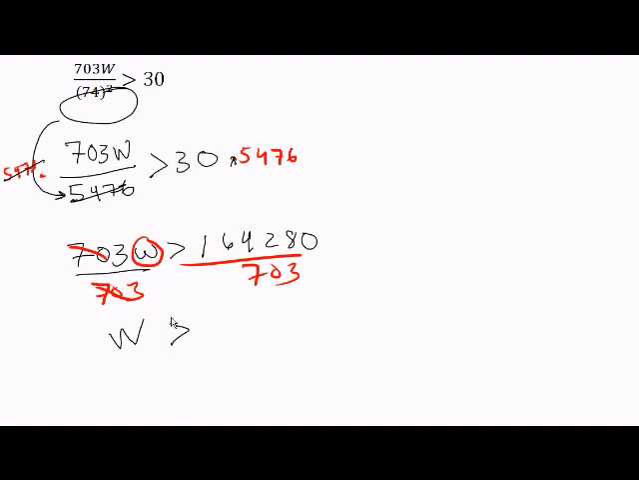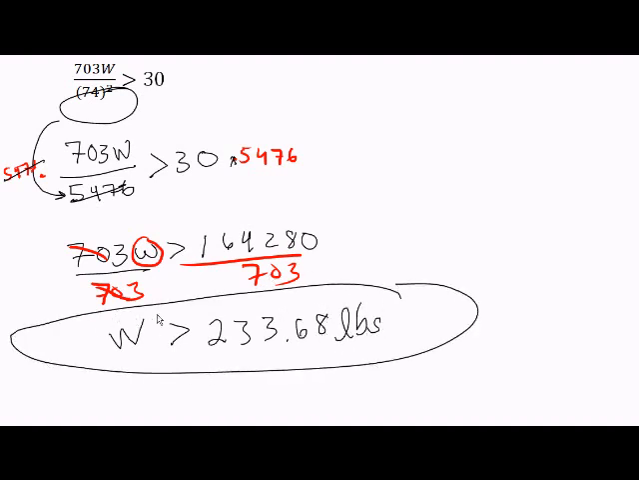And I got 164,280 divided by 703. And my weight would be 233.68 pounds. So if I was obese, my weight would be greater than 233.68. Okay, so I definitely was not in shape, and I'm kind of lucky here because I'm not more than 233, so I was somewhere in between those two.